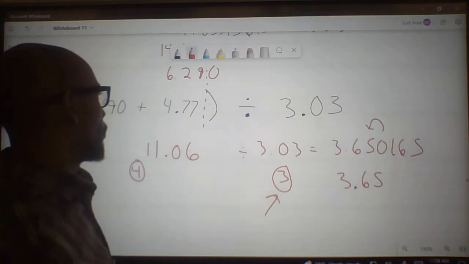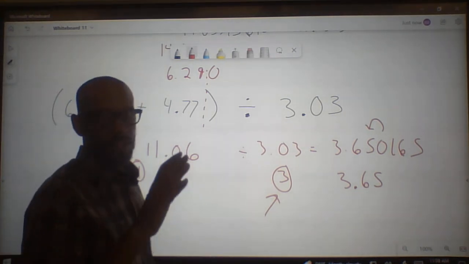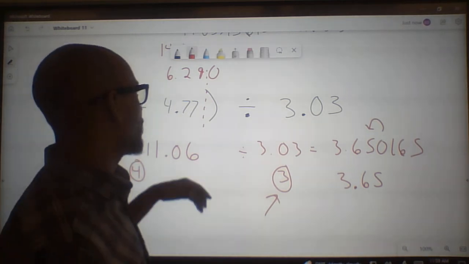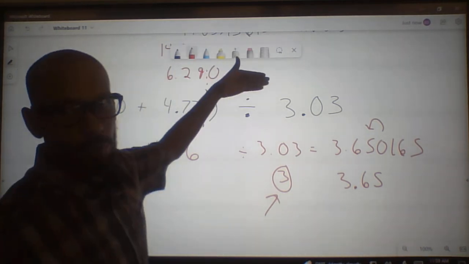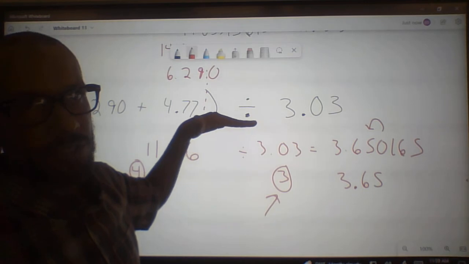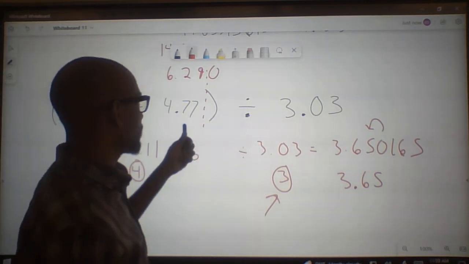So when we have mixed operations, or more than one operation that we have to take care of, we're going to work it out first and get our exact value. And then after that, we're going to go back through and look at where we would have rounded and what level of accuracy and precision we need. So that's how we do that one.